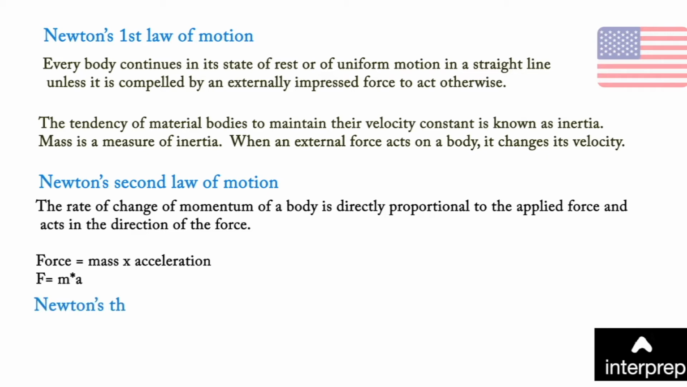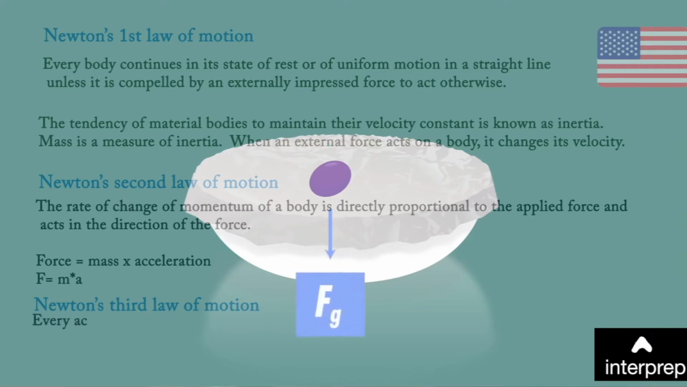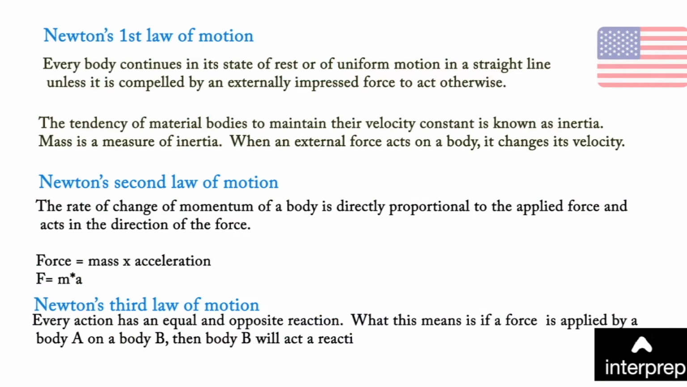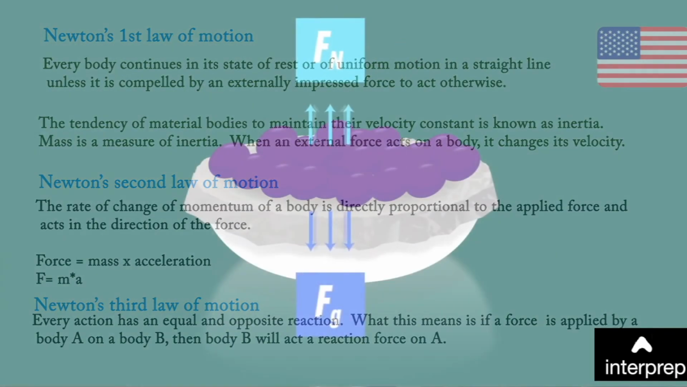Newton's third law of motion says that every action has an equal and opposite reaction. For example, in this case, Blueberry is applying downward gravitational force on a paper towel, and paper towel is applying upward normal force equal to that gravitational force.